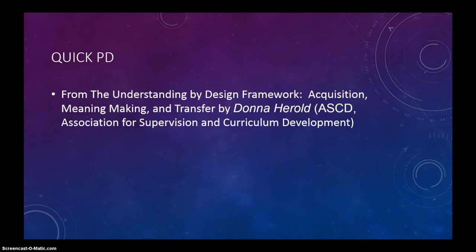So for this PD, I took some slides from the Understanding by Design framework, Acquisition, Meaning Making, and Transfer by Miss Donna Herold. She's from ASCD, or the Association for Supervision and Curriculum Development, which is a very valuable site in terms of resources for Understanding by Design. L for L, or Learn for Life Educator Outlook.